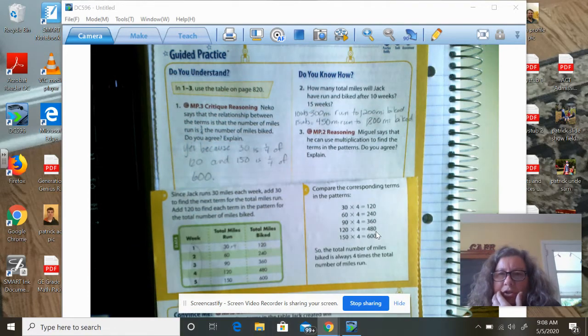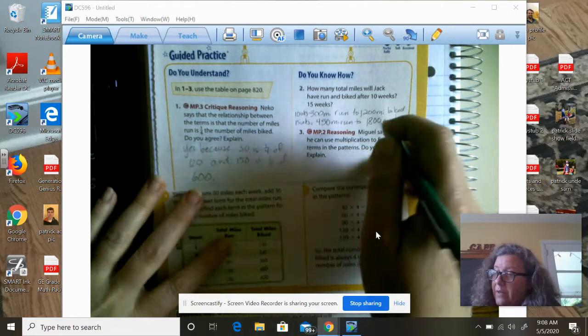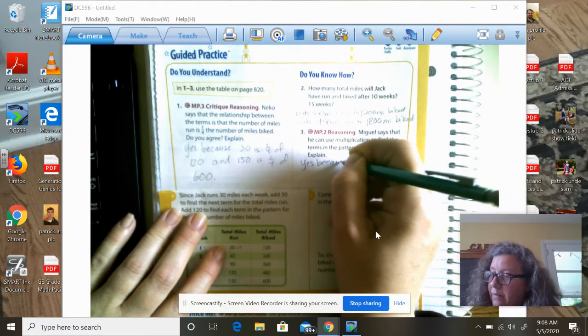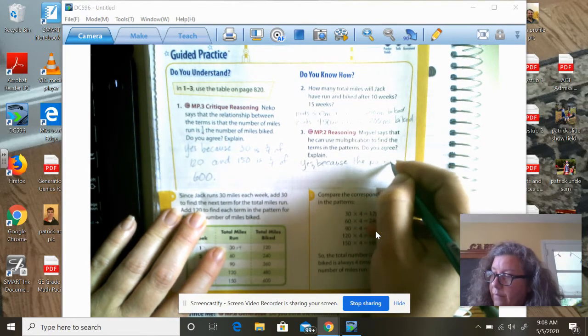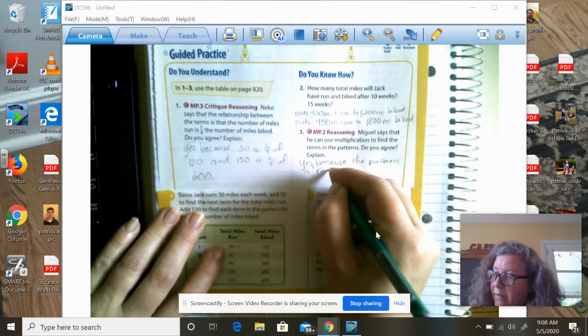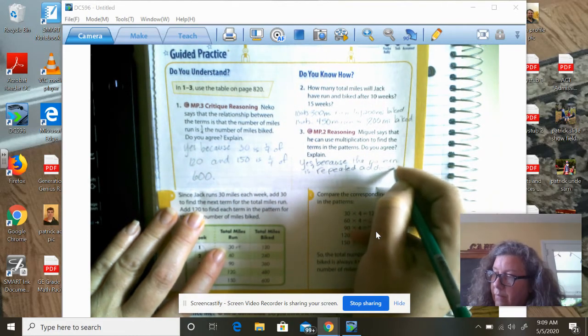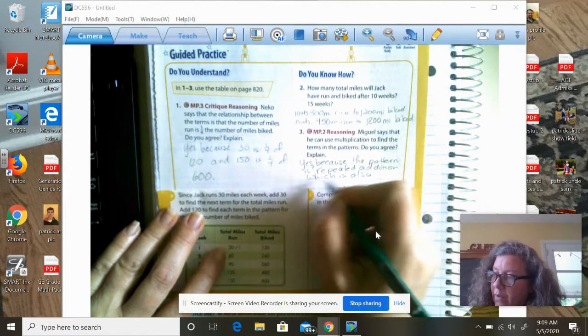Now, the last question should be relatively simple for us to explain because it says Miguel says that he can use multiplication to find the terms in the patterns. Do you agree? We did just use multiplication, so we know that we can use it. And I'm going to say this. Yes, because the pattern is repeated addition, which is also multiplication.